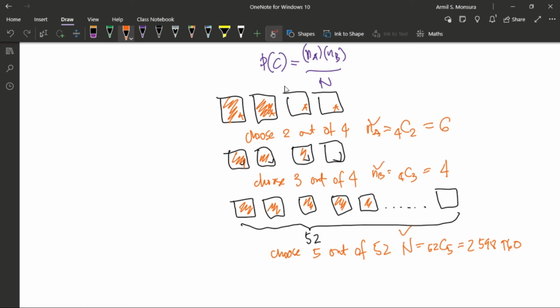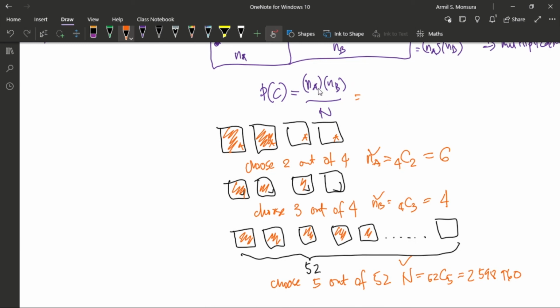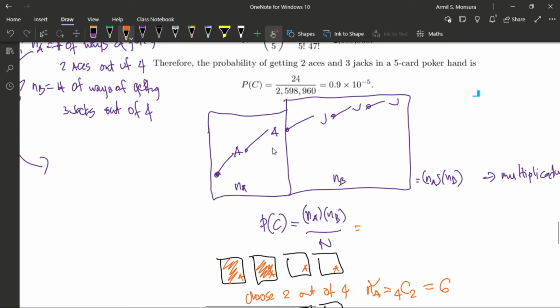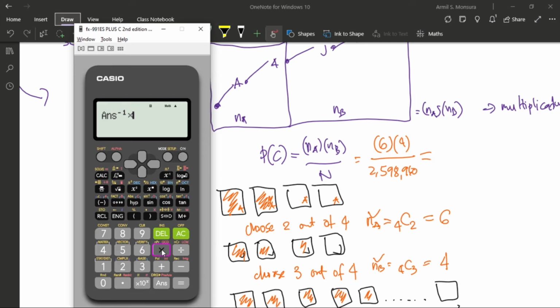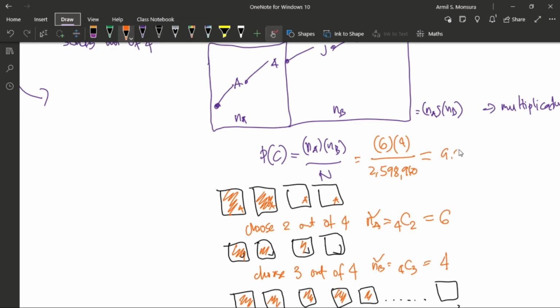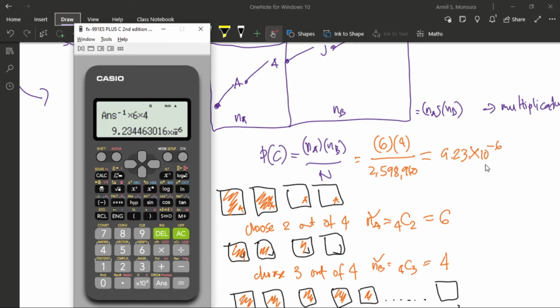So, we can now compute for the probability of C, which gives us, again, nakuha natin ito using the product or the multiplication rule ng counting techniques, wherein consider natin yung pagkuha ng 2 aces at saka 3 jacks to be separate experiments. Okay? So, ayun. So we will have 6 ways para sa small NA, 4 ways para sa small NB. Then we will have 2,598,960. Okay? Which, pag ni-ratio natin, should give us 6 times 4 over 2,598,960. That should give us, yan, 9.23 times 10 raised to negative 6. Okay.